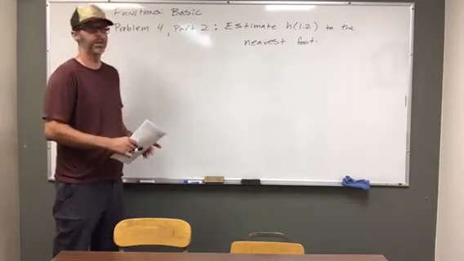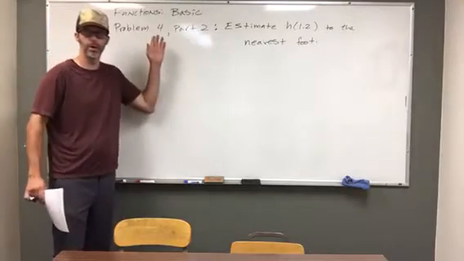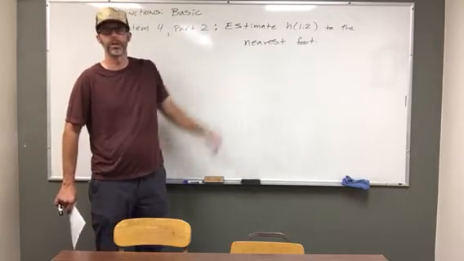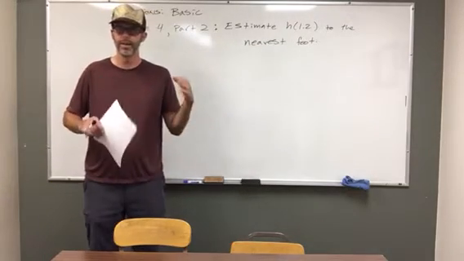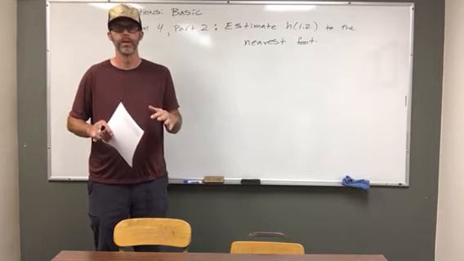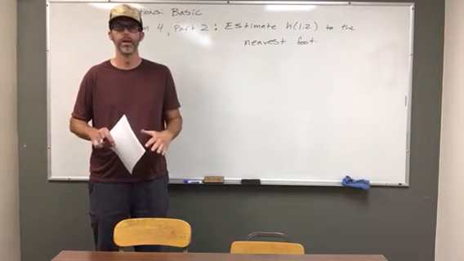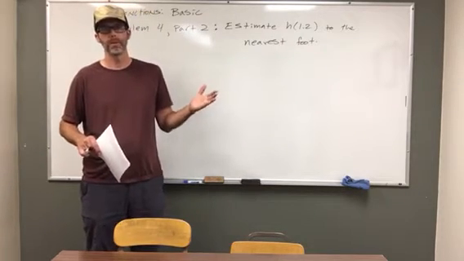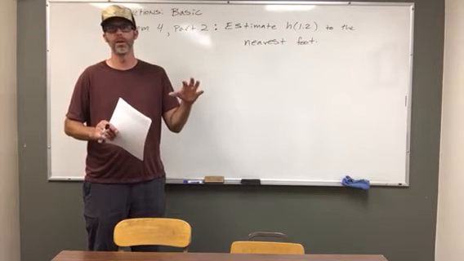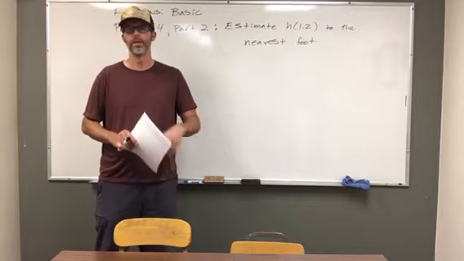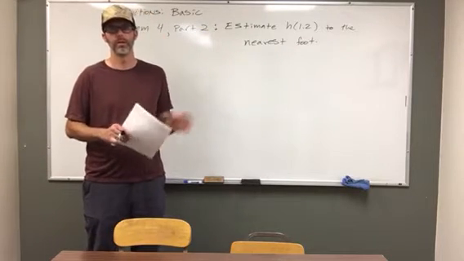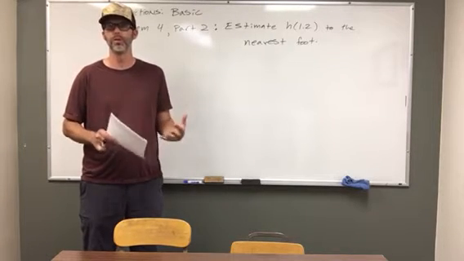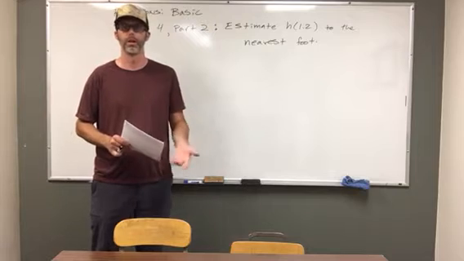I've got a lot of questions about this problem, functions basic, problem 4. Estimate h of 1.2 to the nearest foot. I've got a number of questions asking, okay, how do I create a function that models this data? That's the wrong way of going about this problem, because just because you find a model, you won't know if it's necessarily the right one that was used for this data. There's so many different ways you could model this data, we just don't know. So going about it that way isn't going to work.